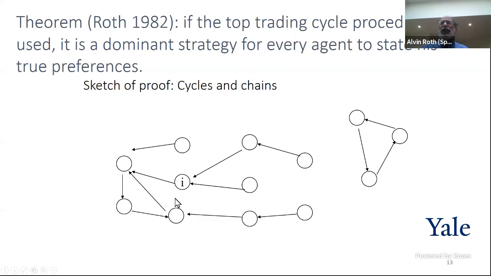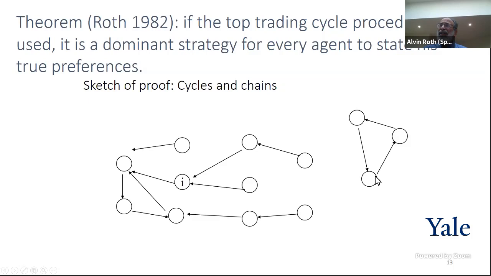So what's going on in this picture? Each circle is a person in a house or a patient-donor pair, a patient with a kidney. We've said to everyone, point to the house you like best. And we've got some cycles here and we've got some chains. But when we want to say that it's a dominant strategy to state your true preferences, we have to look at someone like Mr. I here, who has pointed to his first choice as we asked him to, but we can see he's not going to get it, because his first choice happens to be in a cycle and he's not part of that cycle. So when we take the cycles away, he's going to be left pointing into space.